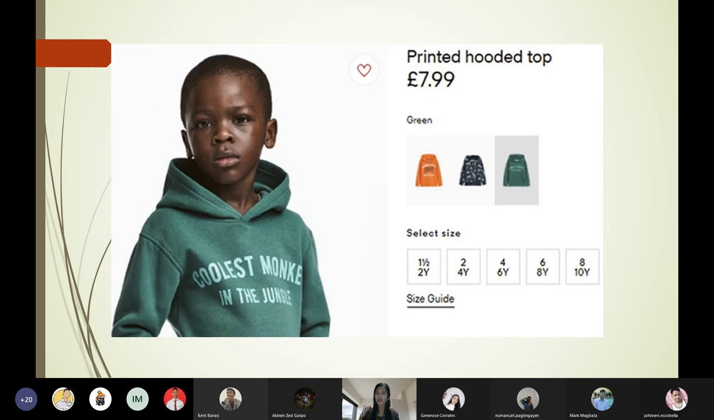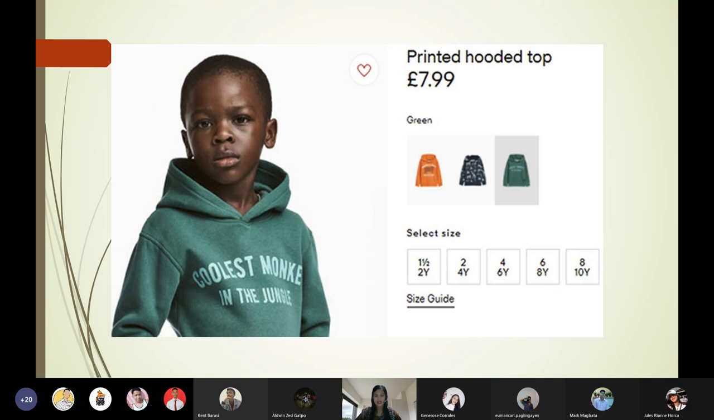Alright, so look at this one. Printed hooded top. So there are different colors, orange, black, and green. So what's wrong with the image? Yes, Rian. Yung text po, ma'am, na nasa jacket po ng bata. Bullet monkey. Parang sinasabi niya po yung bata ay monkey. That's right. Diba? So this is an H&M. The H&M signature. And they were bashed by these black people. Kasi it is a form of discriminating them. And racist, diba?